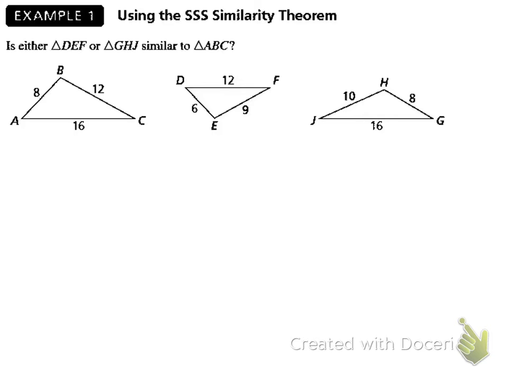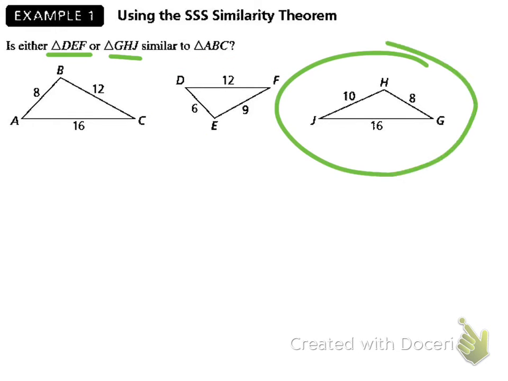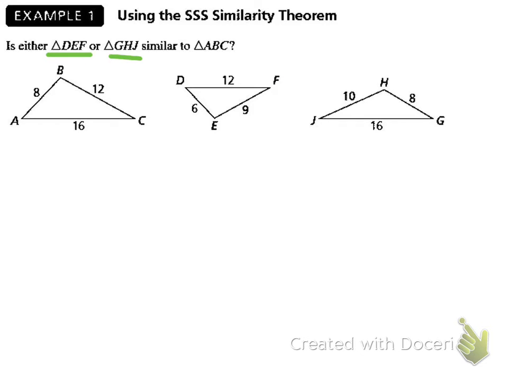All right, so here's why we're going to use the colors. There's a lot of black and white, and it's so much easier in color. We are deciding if either DEF, which is this triangle, or GHJ, which is this triangle, is similar to ABC. So one of them will be similar to ABC. We are going to figure that out by finding the scale factor of the sides and then seeing if the same scale factor is there.